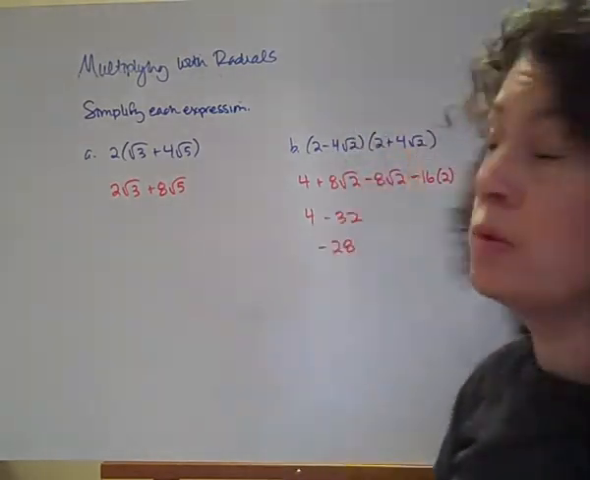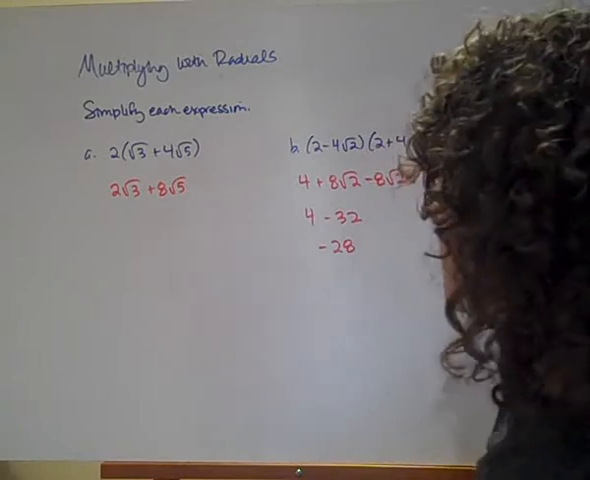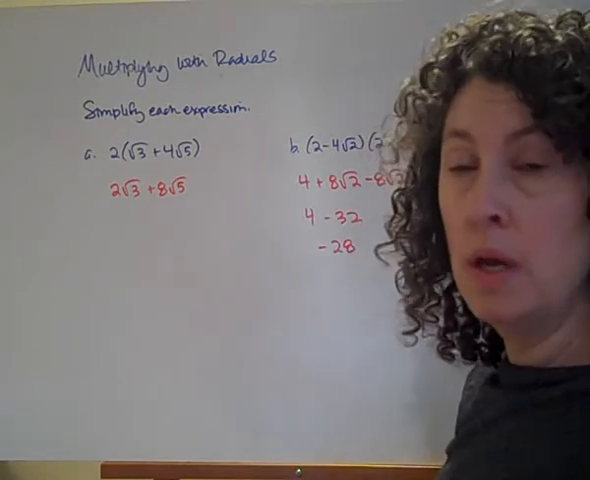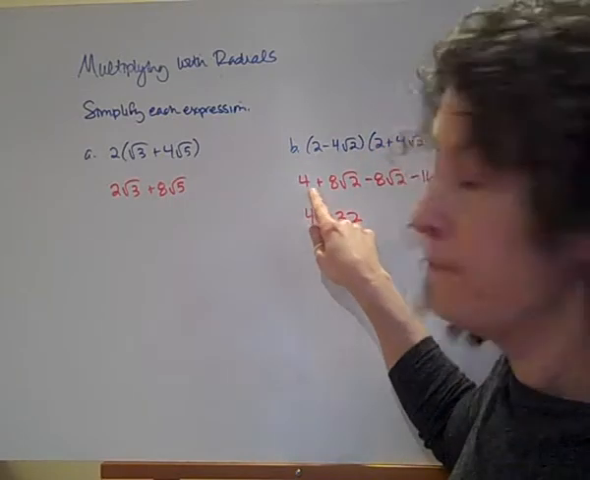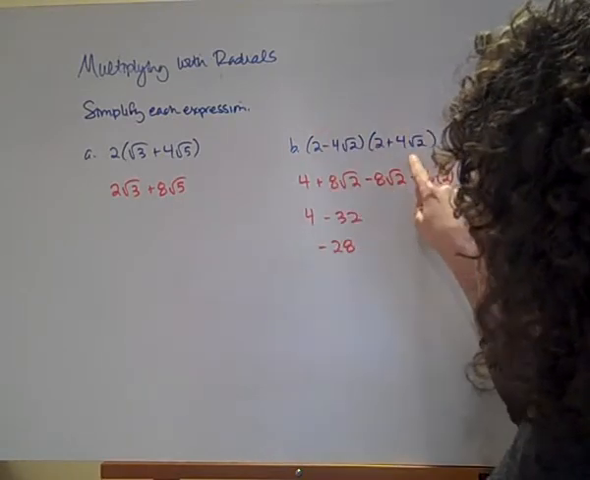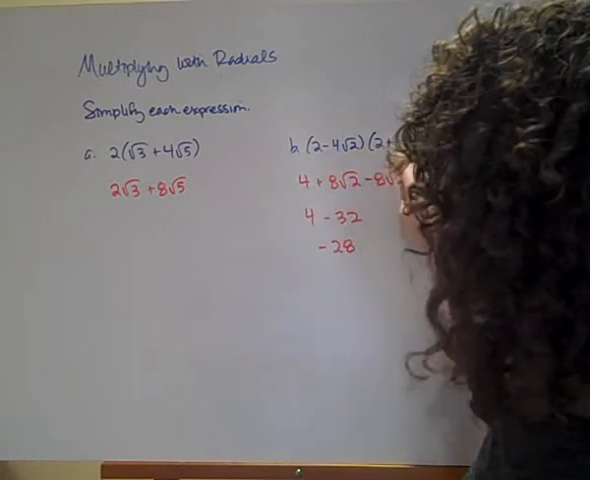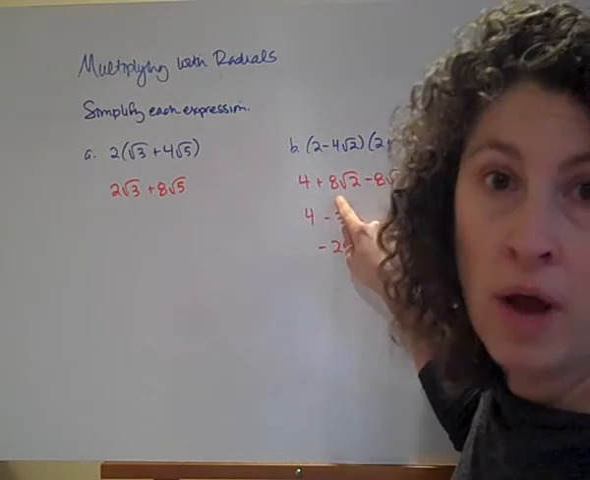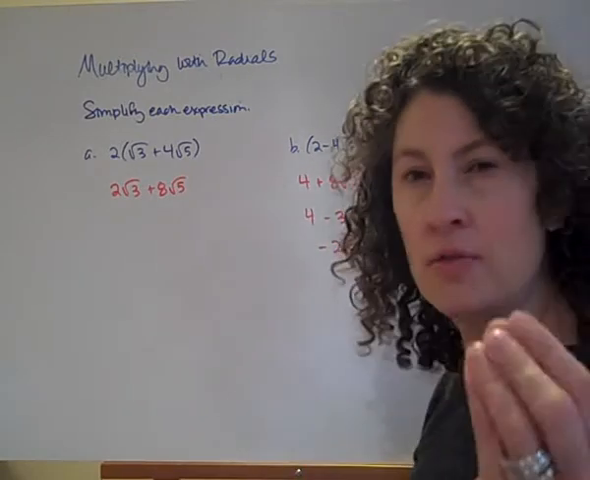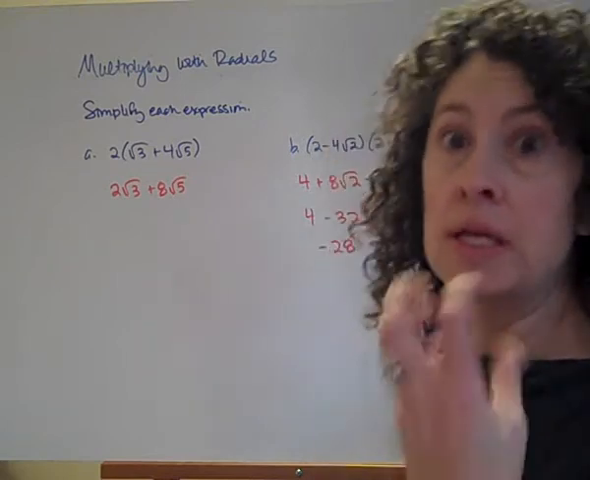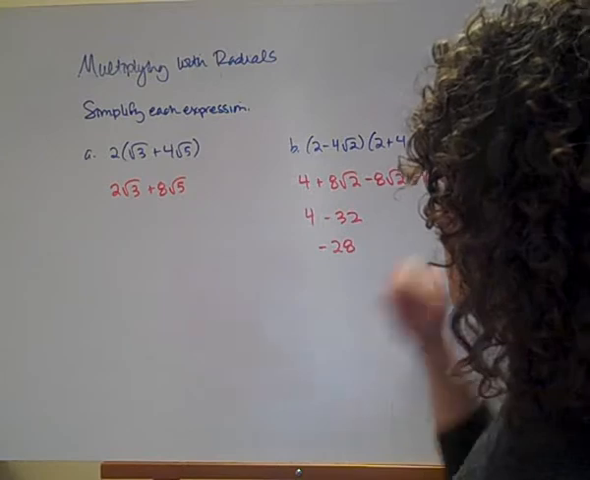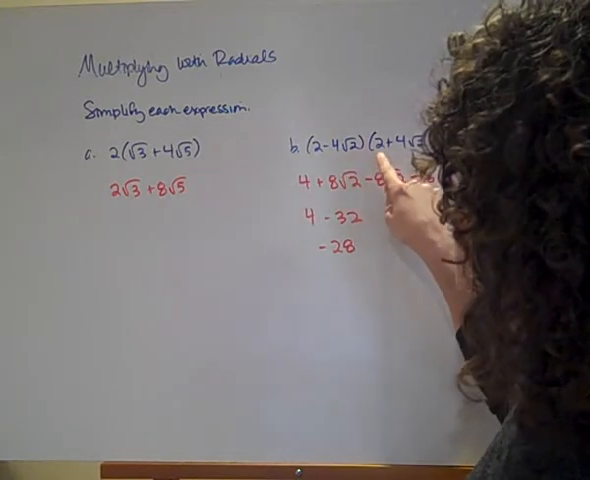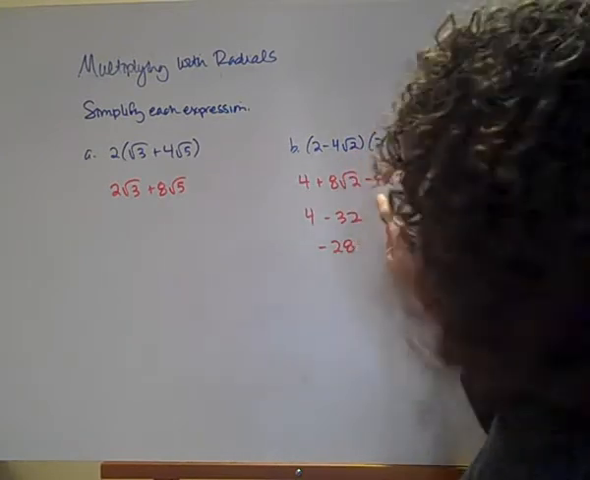All right, we've got a binomial times a binomial here, so basically I am going to use my FOIL for this one. So I'm going to do first times first. I'm going to do 2 times 2, which gives me 4. I'm going to do my outer. 2 times 4 radical 2, which gives me 2 times 4 is 8. So I end up with 8 radical 2. Again, that radical kind of works like a variable. If you think of it like it's an x, kind of imagine it works like that. I'm going to do my inner. So I'm going to do negative 4 radical 2 times 2, which gives me negative 8 radical 2.